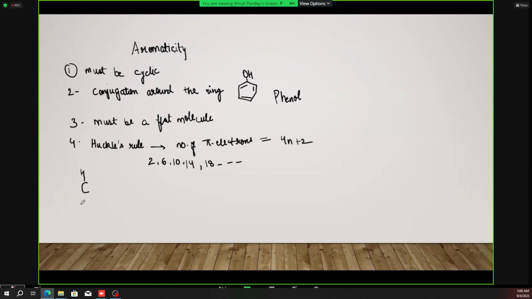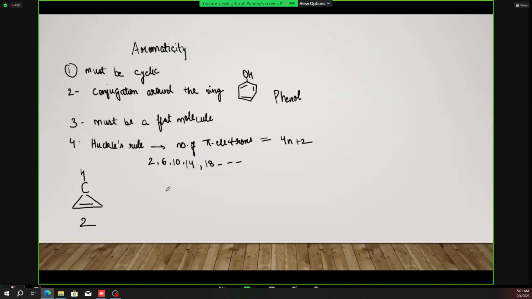Like this is a carbon, and this is a double bond over here. Okay. So if you count the number of pi electrons, that is the number of electrons which are taking part in the pi bonding, that is the double bond over here. So there are 2 electrons which are taking part. So here the number of pi electrons is 2. So 1 pi bond means 2 electrons, right?